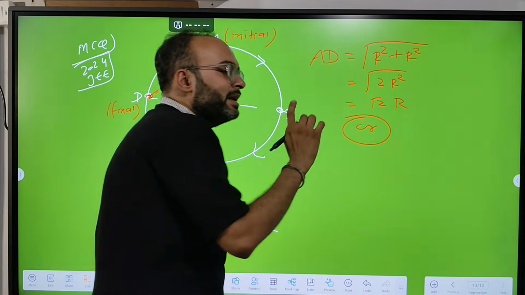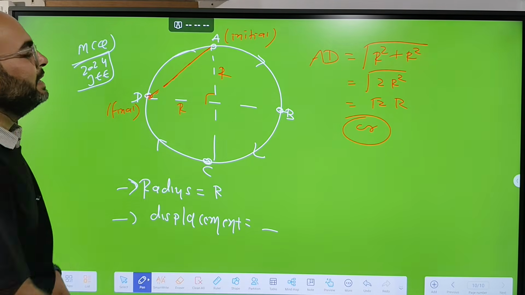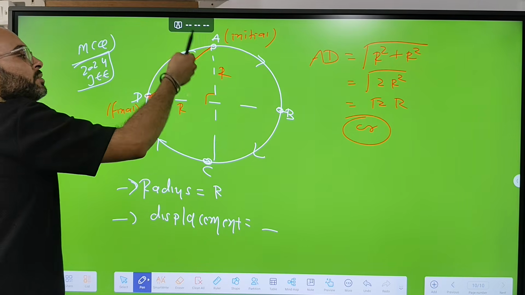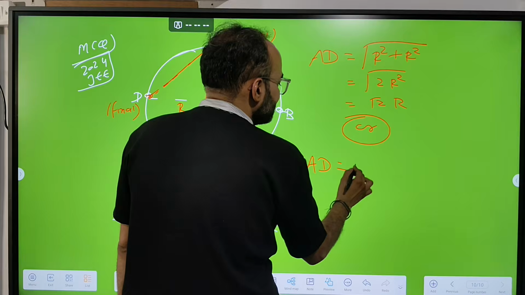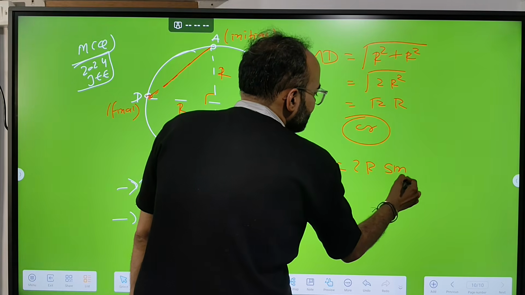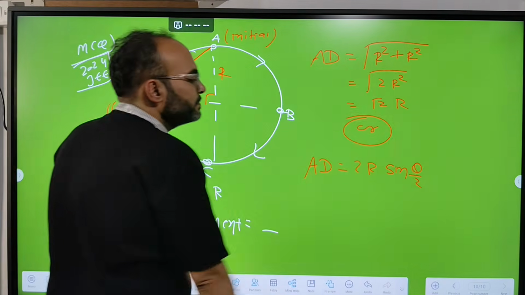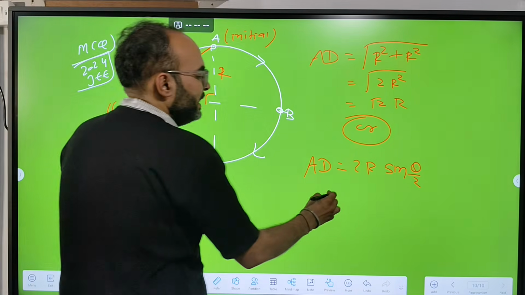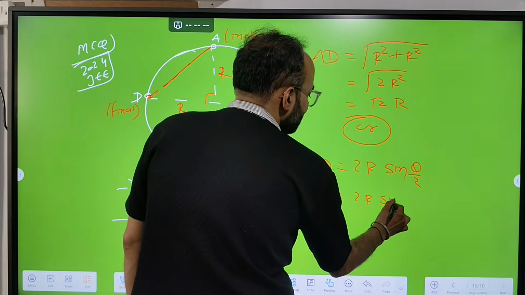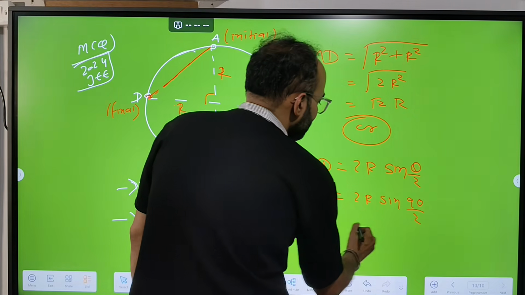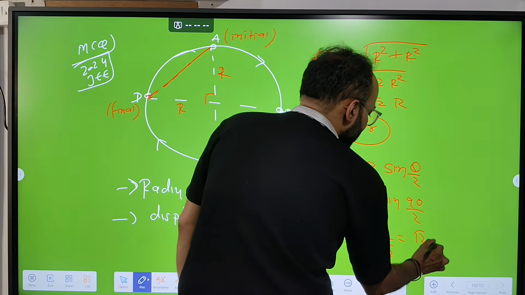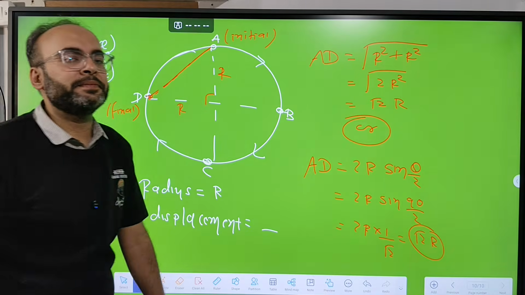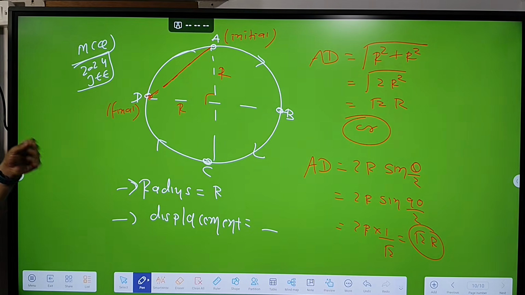Now what is our alternate method? It is a right angle triangle, two sides the same, R and R. So the third side is 2R sine theta by 2. And what is theta here? 90. So you get the answer in both methods. 90 by 2 is 45, sine 45 is 1 by root 2, and finally we get root 2 R. Chalo, clear?